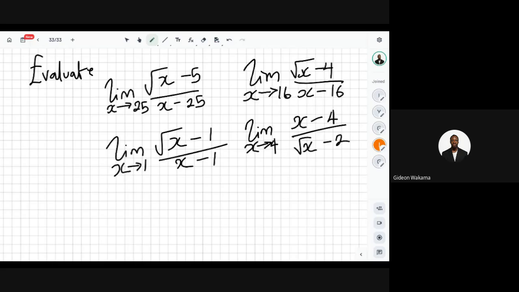Yeah, I think this is where our bridge cross. Yeah, 2 more journeys to get to L'Hopital and into differentiation.